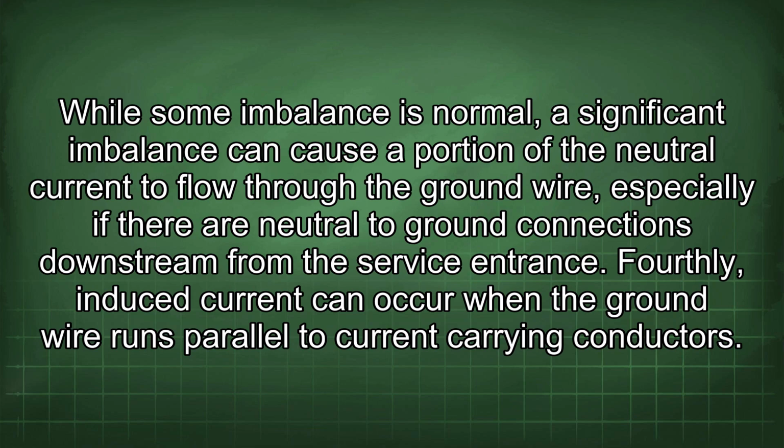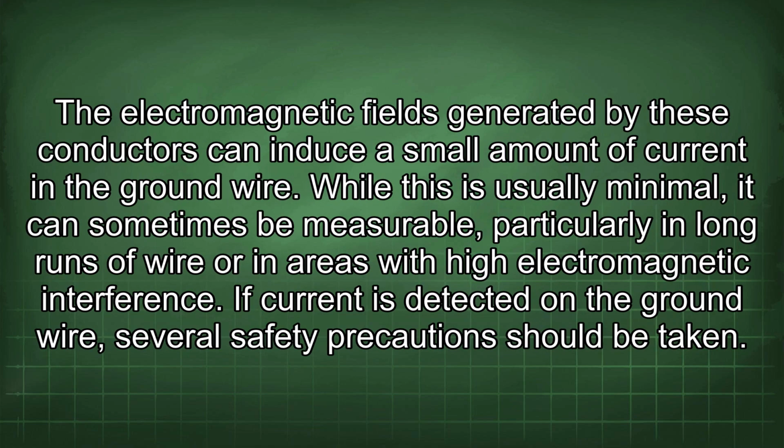Fourthly, induced current can occur when the ground wire runs parallel to current-carrying conductors. The electromagnetic fields generated by these conductors can induce a small amount of current in the ground wire. While this is usually minimal, it can sometimes be measurable, particularly in long runs of wire or in areas with high electromagnetic interference.